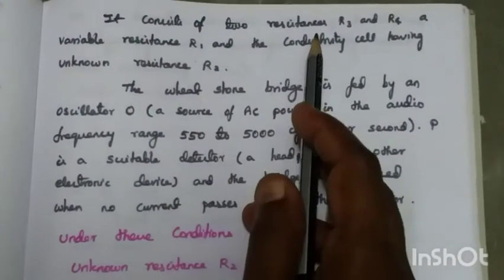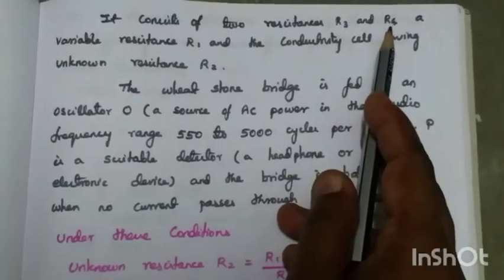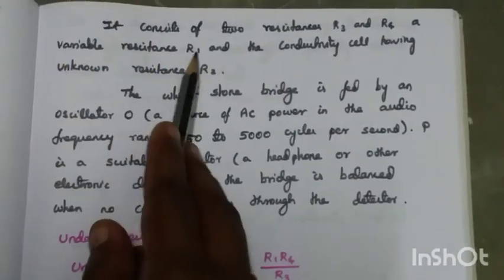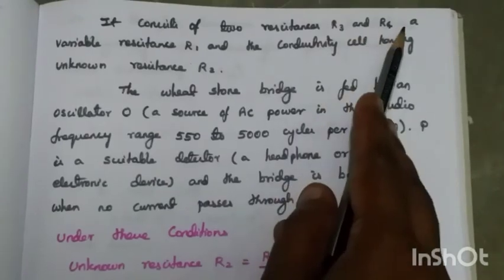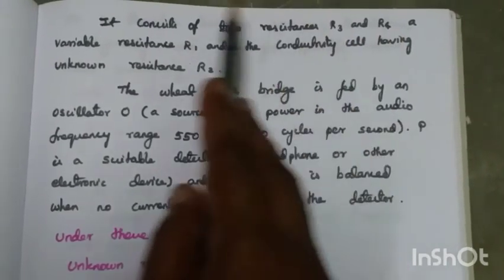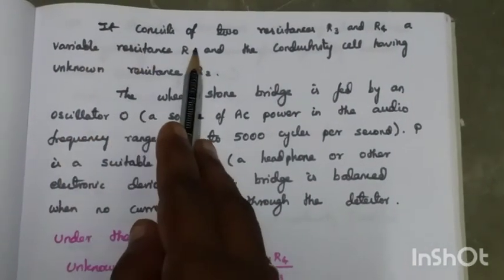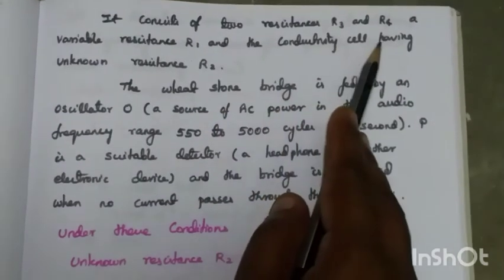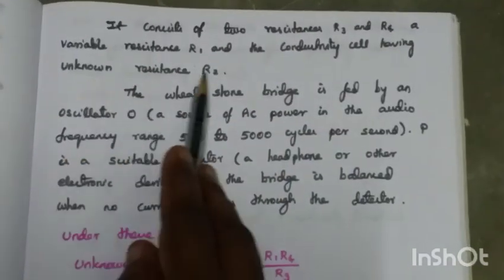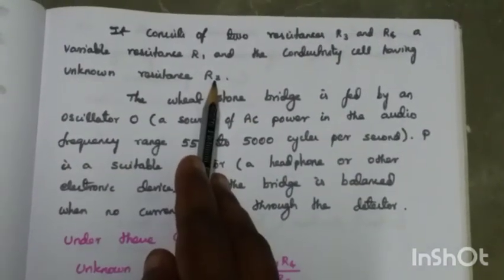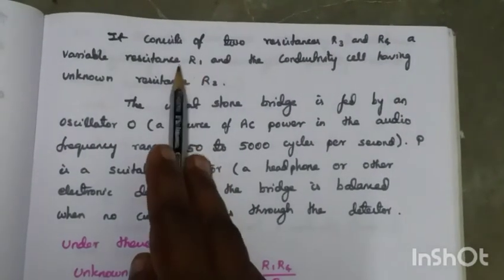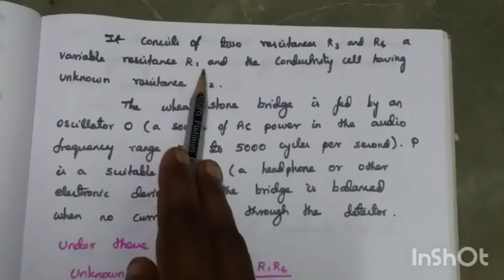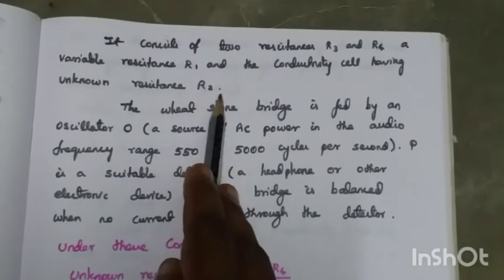It consists of two resistances, R3 and R4, and a variable resistance R1. The conductivity cell has the unknown resistance R2. Variation takes place in R1, and we are going to determine the resistance R2.